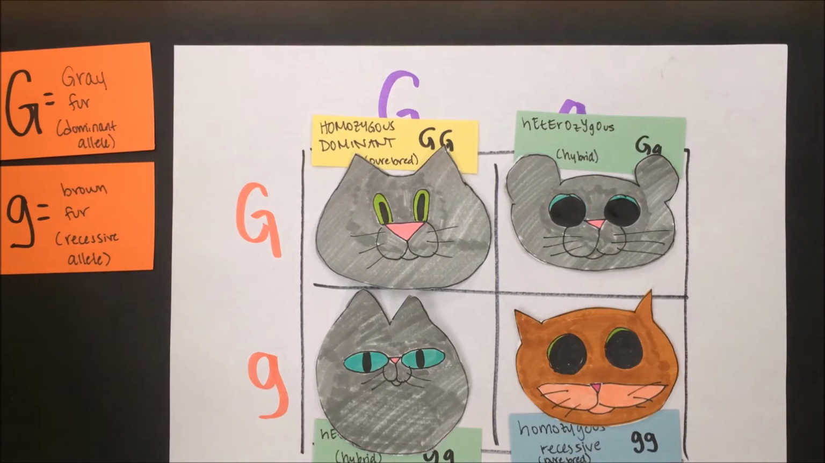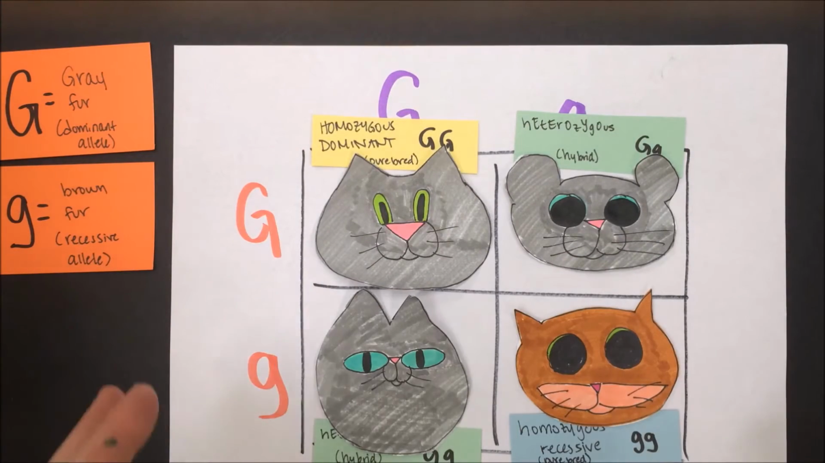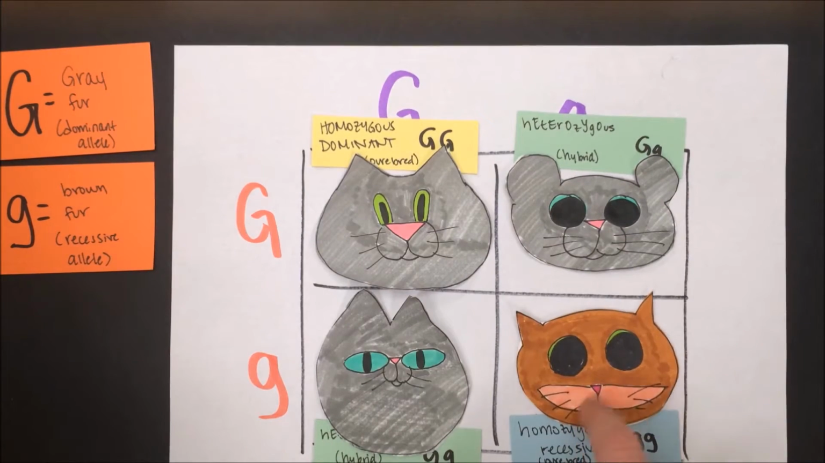Now, this does not mean that these 2 cats will have 4 babies. It also does not mean that every time they have babies, it will be exactly this distribution. It just means that each of their offspring has a 1 out of 4 chance of having brown fur. Let's look at these ratios in a little bit more depth.